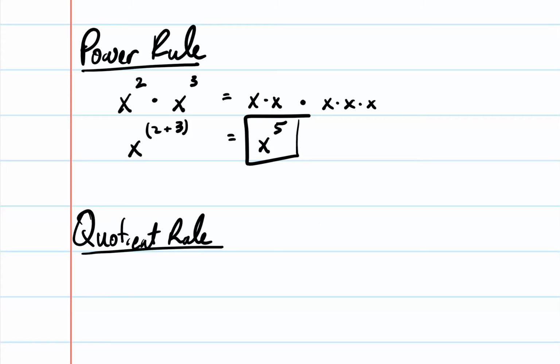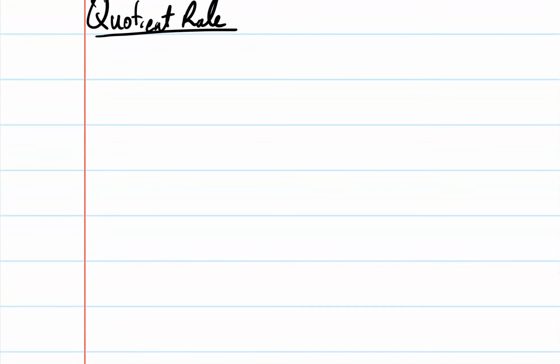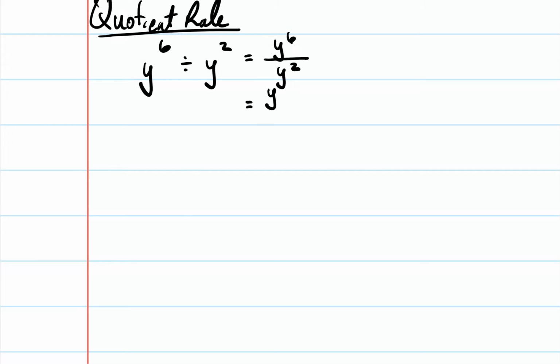Our quotient rule is remarkably similar. Let's start with a different set of problems, and this time I'm going to use a different letter for the base. We'll call it y to the 6th power, and we'll divide that by y to the 2nd power. Another way that we can write a division problem is as a fraction, y to the 6th over y to the 2nd power. The exponent on the top, written in factored form, would require 6 of these y values to be multiplied together. And in the denominator, we have 2 of the y values multiplied together.